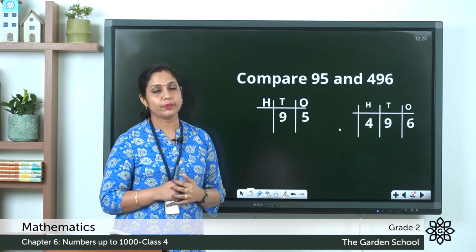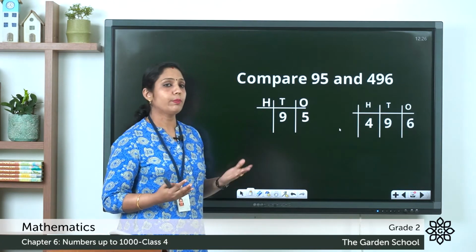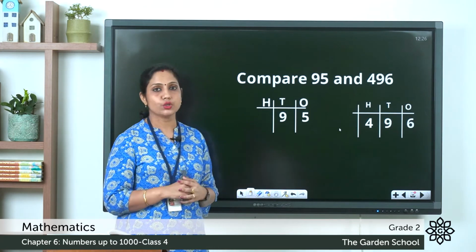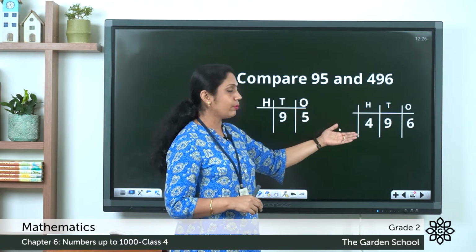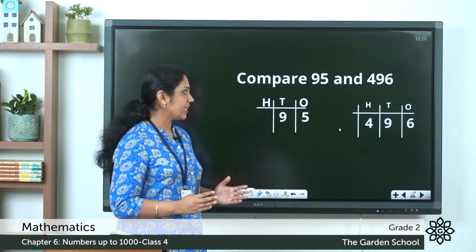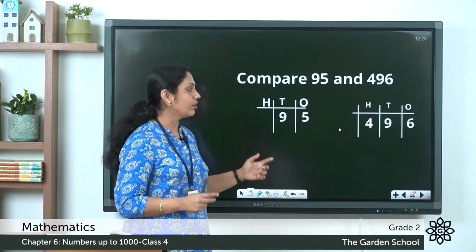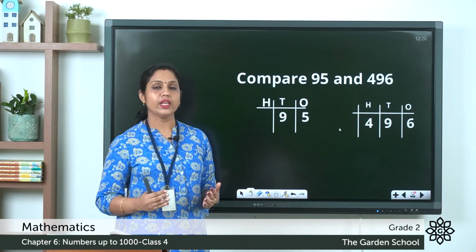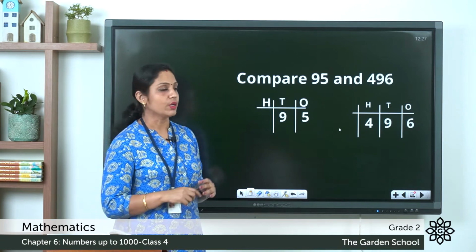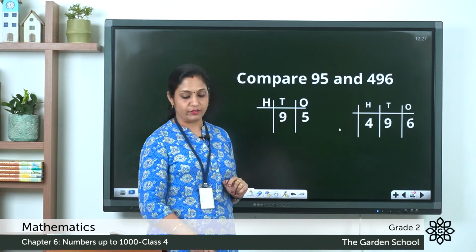So which number will be greater? Here in the number 95, there is no number in the hundreds position because it's a 2-digit number. And in the number 496, it's a 3-digit number. So we can say that 496 is greater than 95. A 3-digit number will be greater than a 2-digit number. So here 496 is greater than 95.